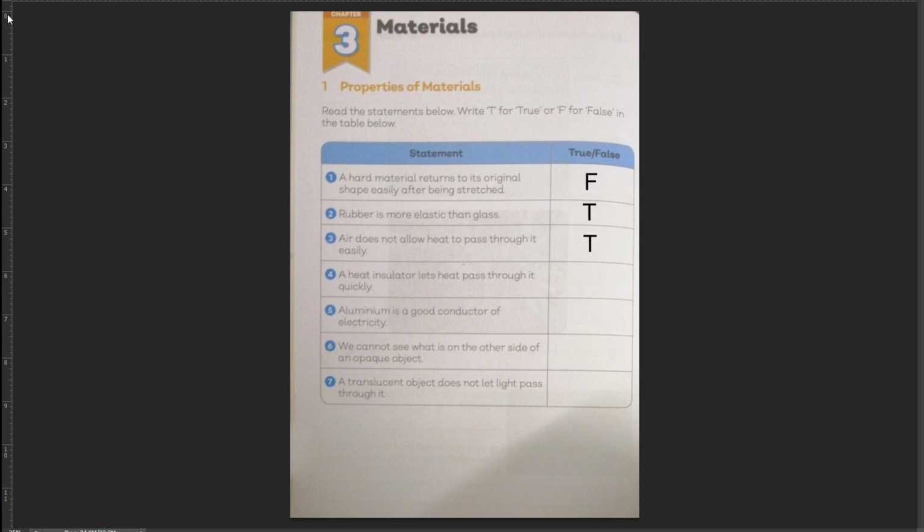A heat insulator lets heat pass through it quickly. Is it correct? The answer would be false. It is the heat conductors that allow heat to pass through quickly. So 5, 6, and 7, you are going to answer by yourself. Please answer 5, 6, and 7 by yourself.